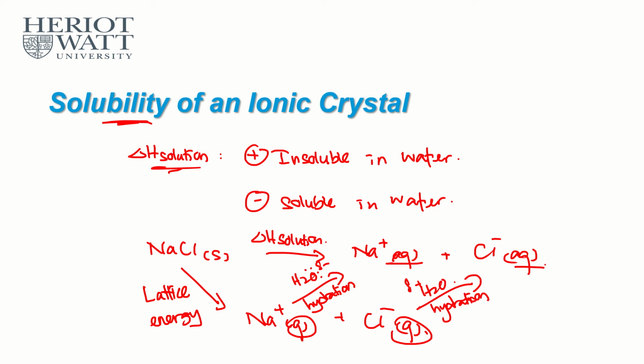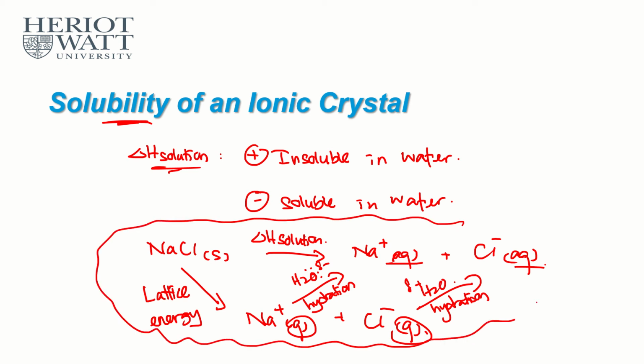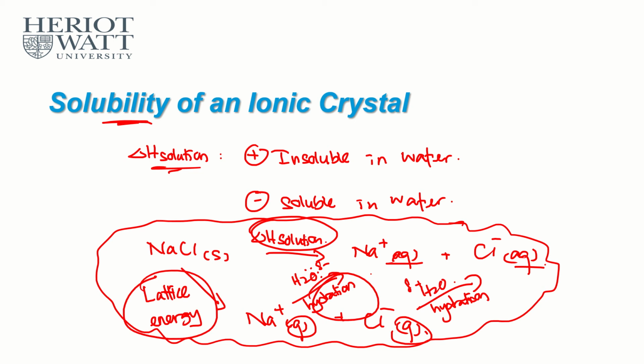So in this case, we can see from this cycle, in order to determine the solubility of an ionic compound, we need to look at enthalpy change of solution. But how can we calculate enthalpy change of solution? We need to look at the lattice energy and the hydration energy for both negative and positive ions.